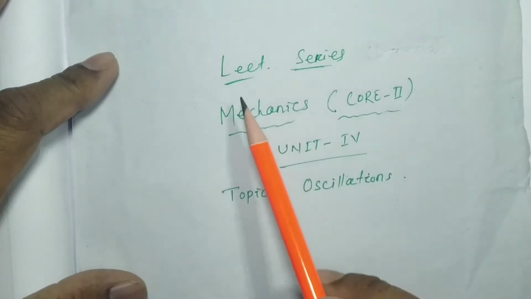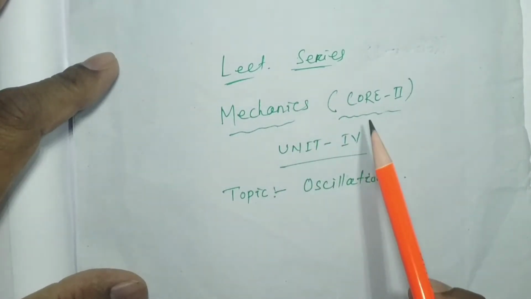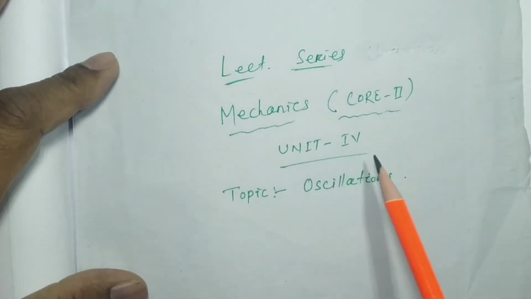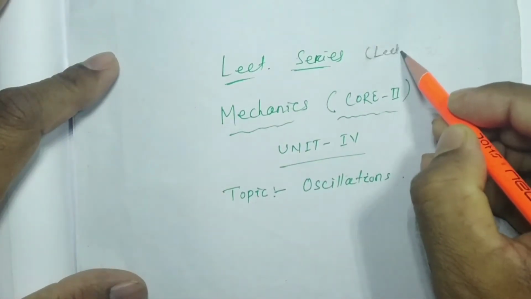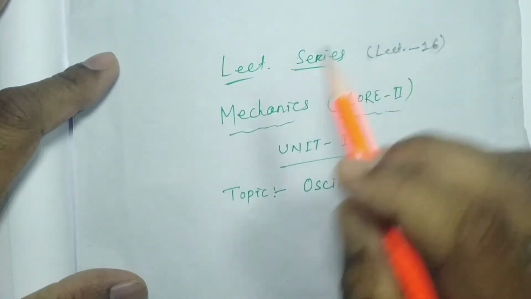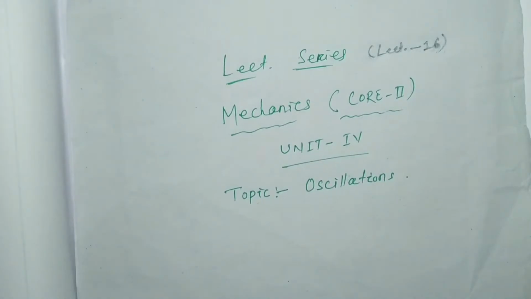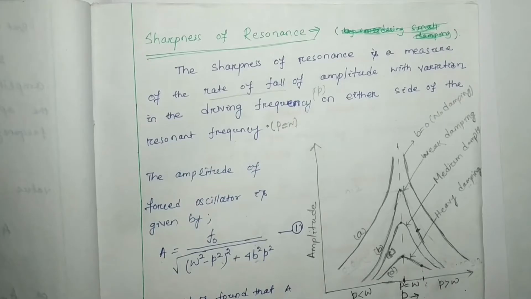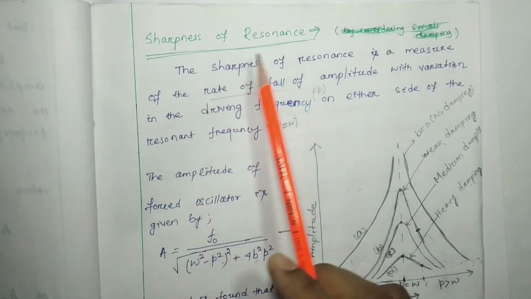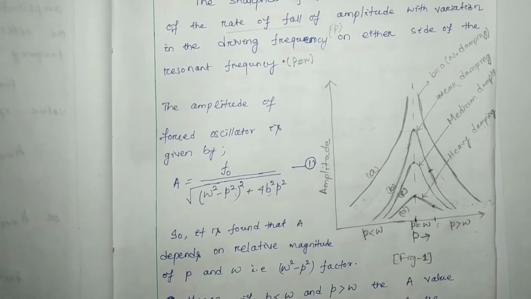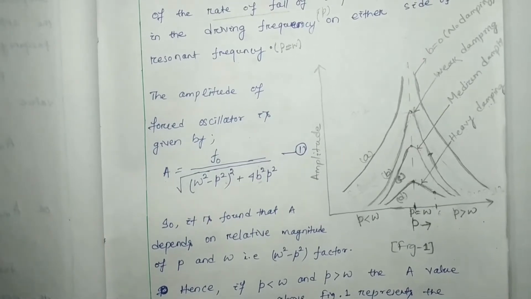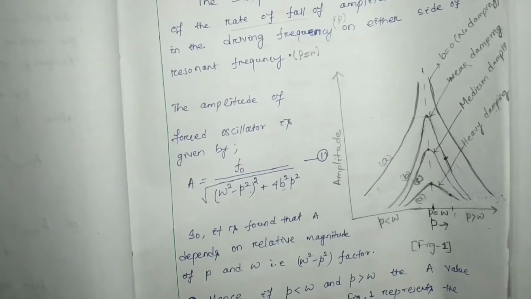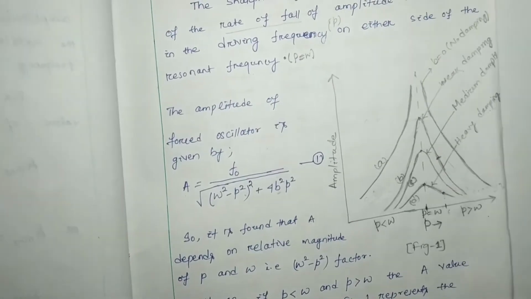I welcome you all to our lecture series on mechanics, that is your core paper 2, and we are discussing unit 4. The topic is oscillations, and this is our lecture number 16. In our last lecture, lecture number 15, we discussed sharpness of resonance in detail. So I suggest that before you watch this lecture number 16, you at least go through lecture number 15, so that you can understand today's video better.